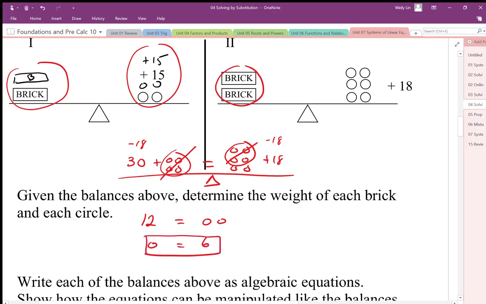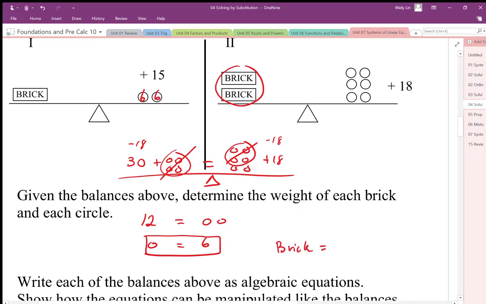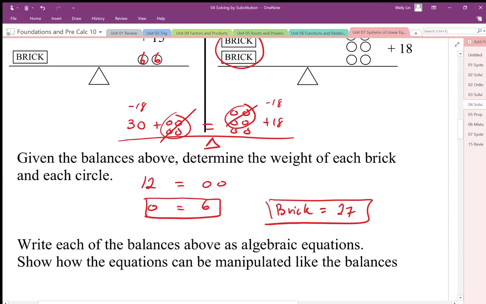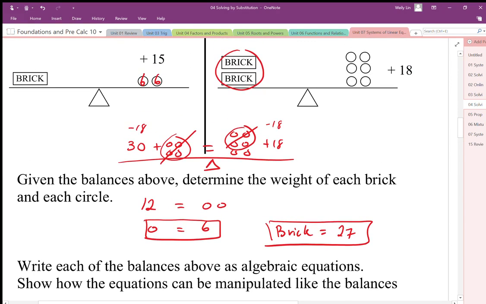So that's the weight of one circle, and I can figure out the weight of one of the bricks this way. I can go back to my original equation. If I replace the 2 circles with 6 kilograms, that means that each brick must be equal to 6 plus 6 plus 15 equals 27. So there it is. I've got the weight of each brick and the weight of each circle, and we can manipulate these balances to get this result.